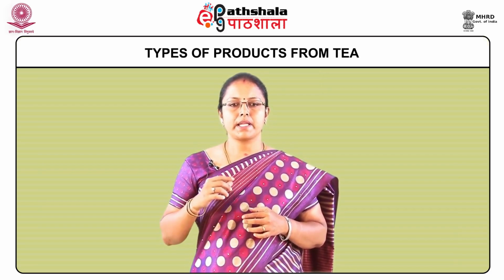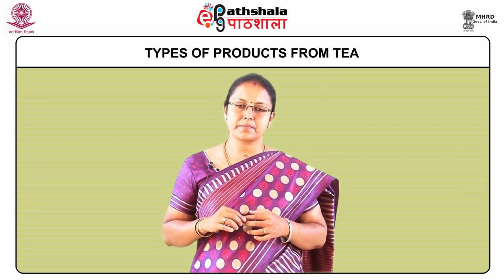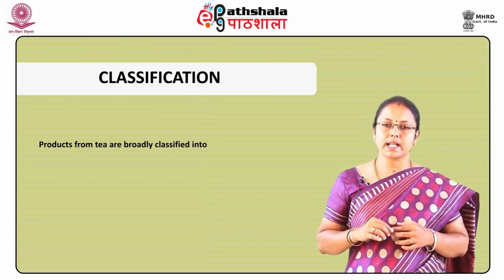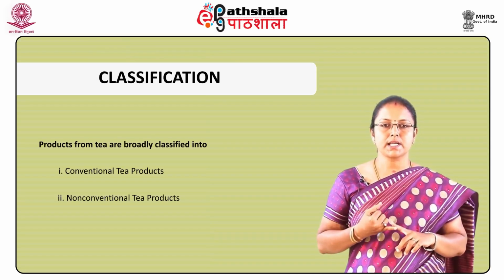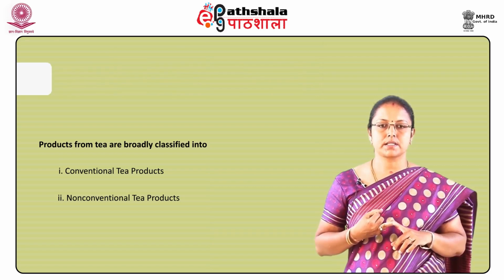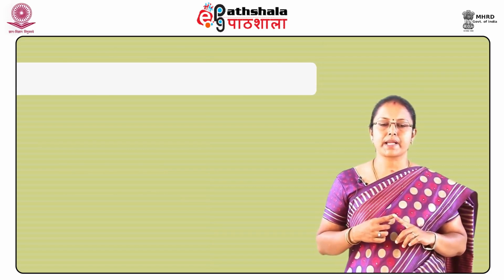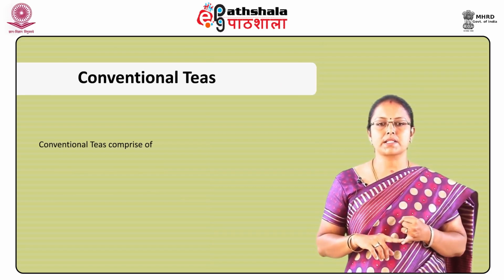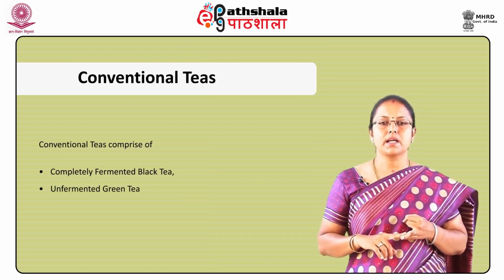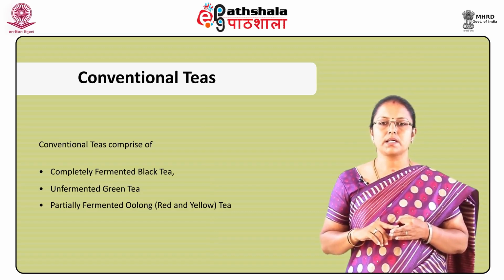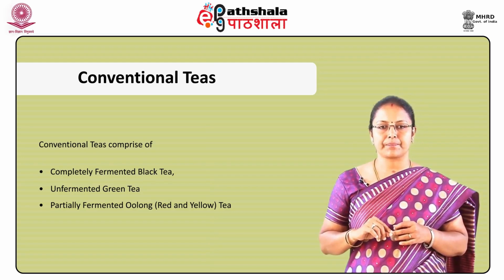Discussing the processing of tea, there are different types of tea varying in color, smell, taste, and appearance due to minor changes in the processing steps. Widely, there are many different types of products obtained from tea. They can be broadly classified into conventional teas and non-conventional tea products. The conventional teas comprise completely fermented black tea, unfermented green tea, and partially fermented oolong tea, comprising the red and the yellow tea.